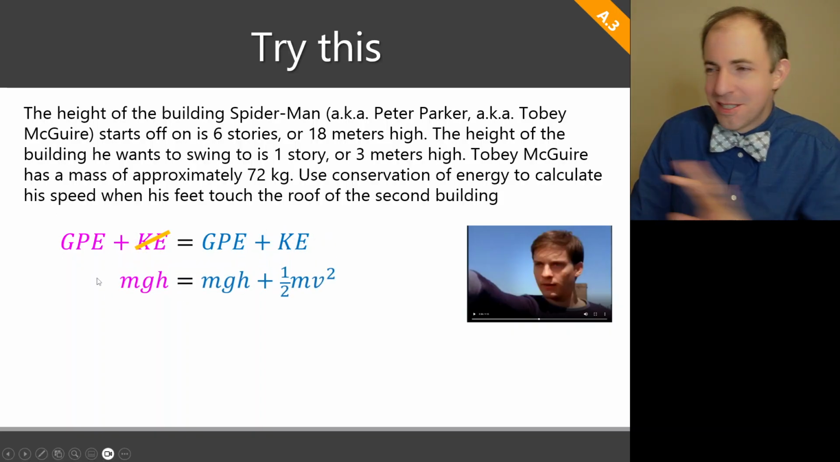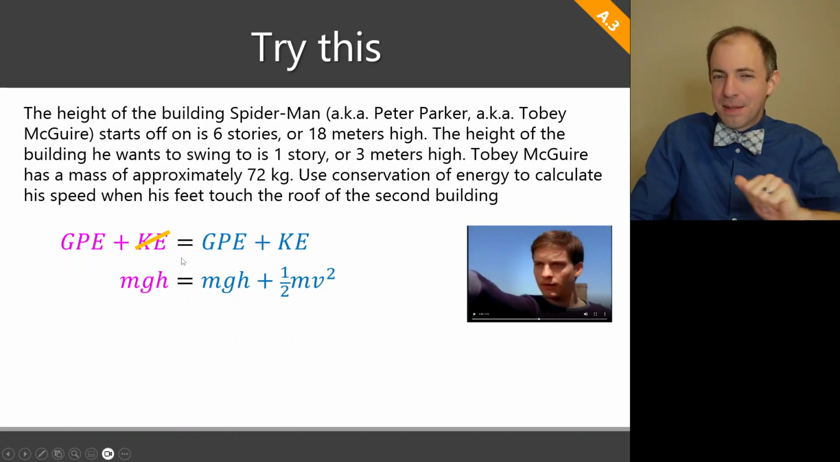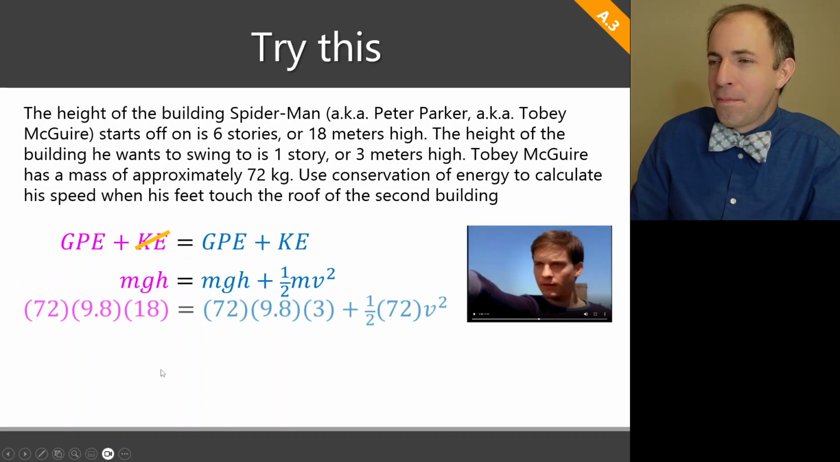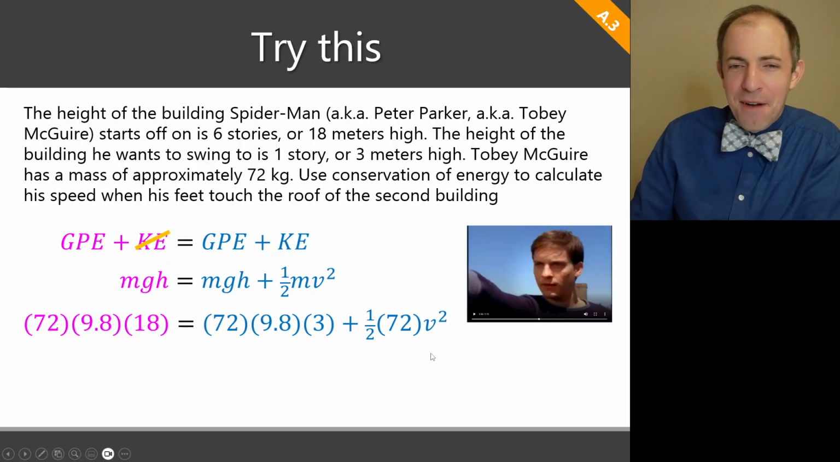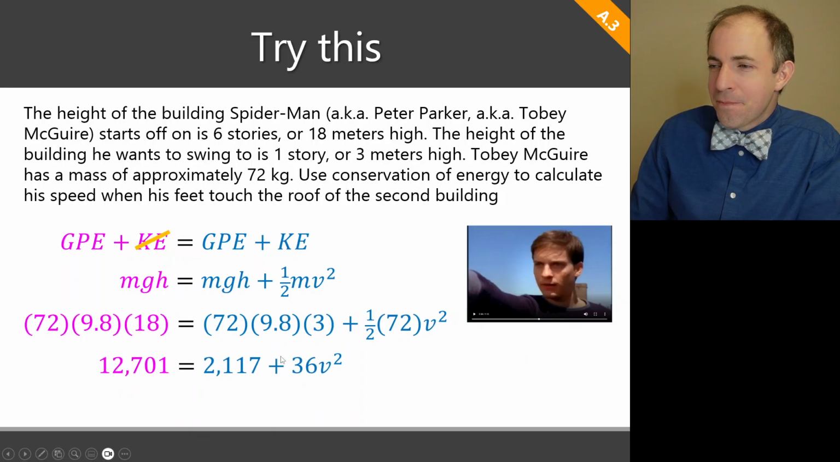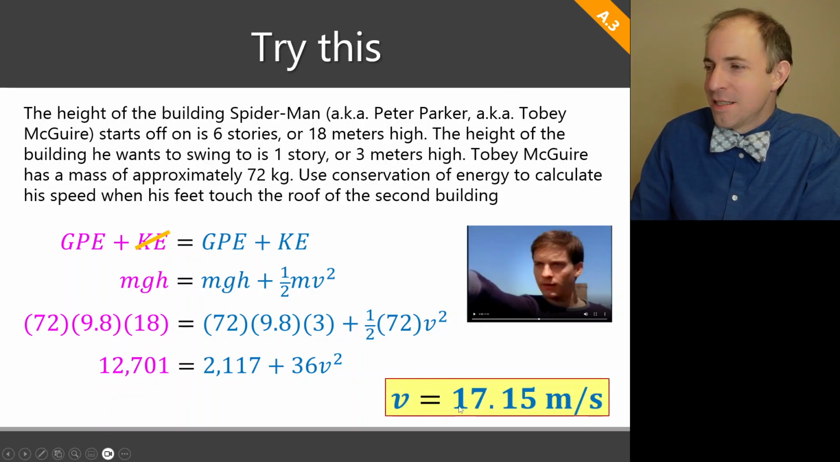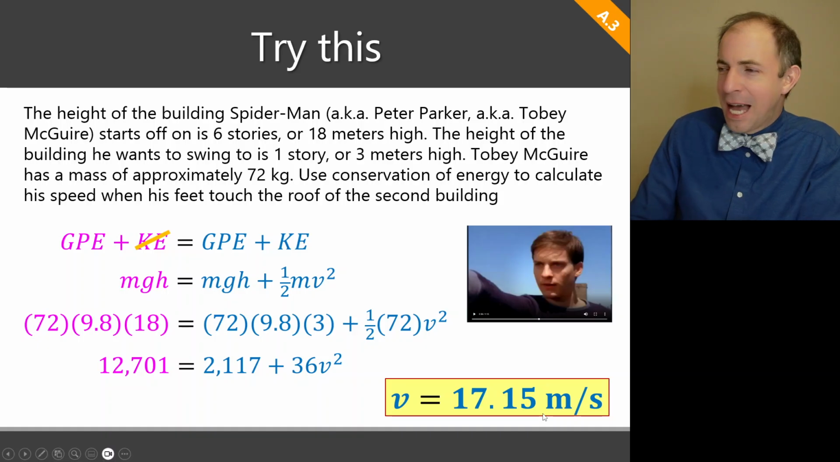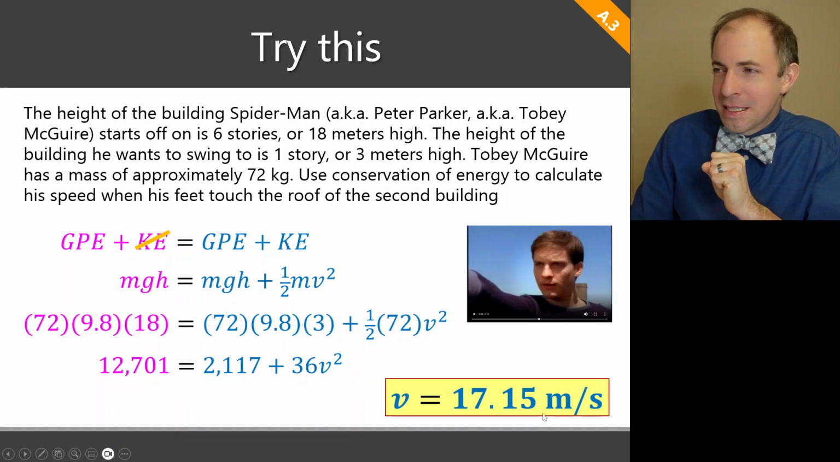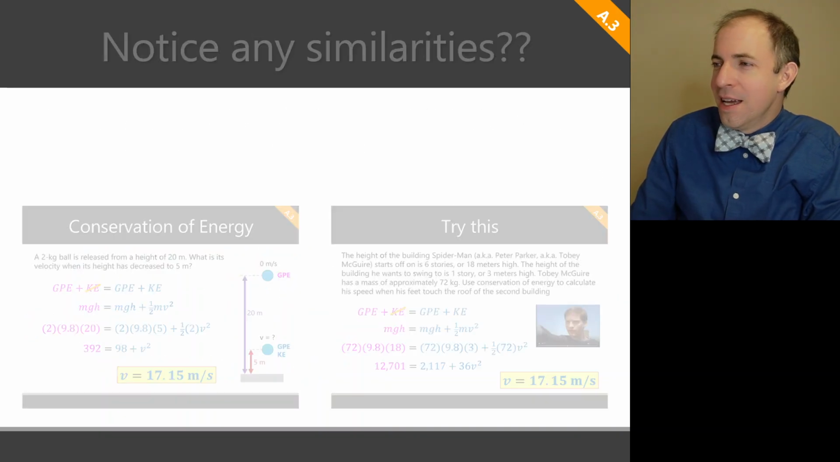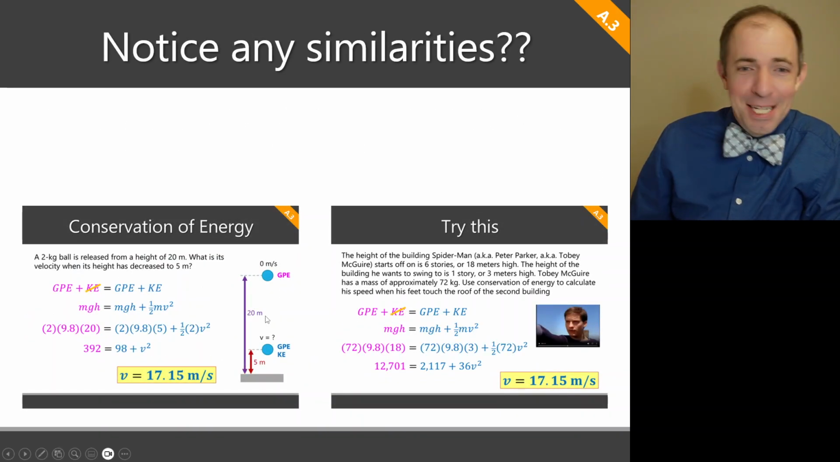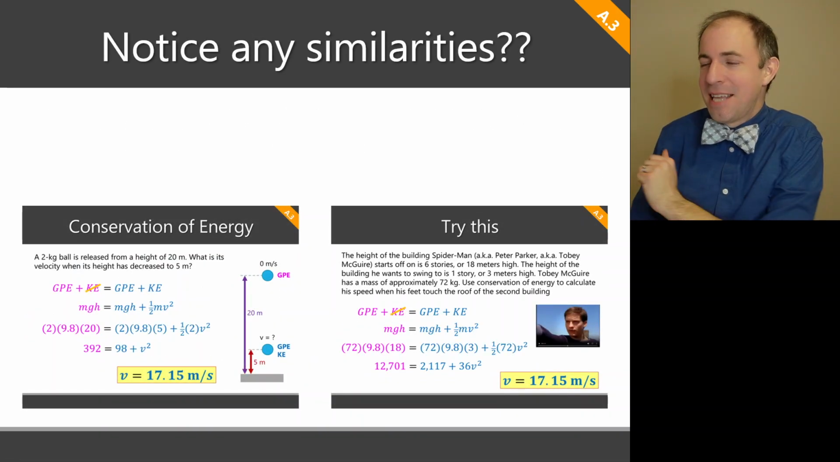Plug in my equations, ignoring my initial kinetic energy being 0, taking that out and then plugging in my values. My mass is 72, my initial height is 18, my final height is 3, and then my final velocity is unknown. I can plug this in steps and then find that the final velocity is 17.15 meters per second. Now, it's weird. That was the exact same answer that we saw in the previous example of the ball that was falling. Turns out I knew that. They were going to be the same from the beginning.